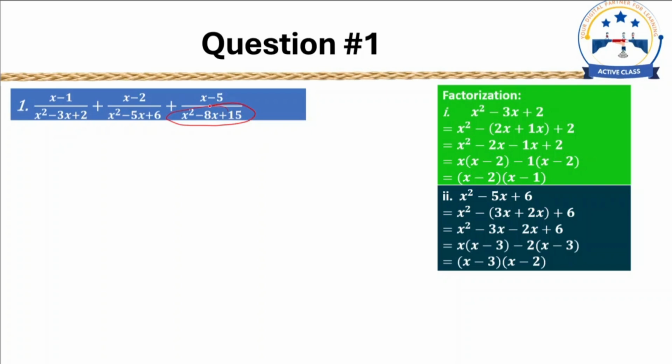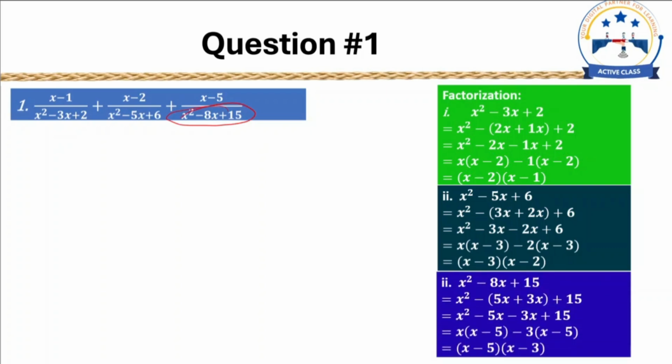Likewise, the denominator of the third fraction is x squared minus 8x plus 15. We have to factorize 15. That means 5 times 3 is 15. Since there is plus in front of 15, by adding 5 and 3, we have to get the middle term, that is 8. So 5x plus 3x is 8x. If you open the bracket, you'll get minus in front of 3. From the first pair, x is taken as common. From the second pair, 3 is common. Ultimately, our factors are x minus 5 and x minus 3.